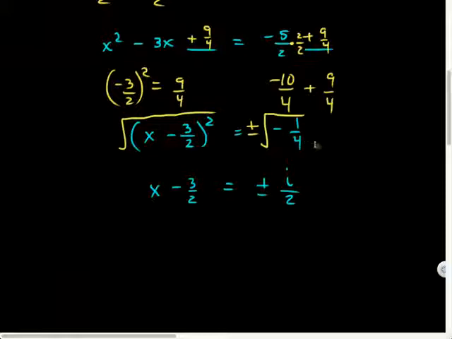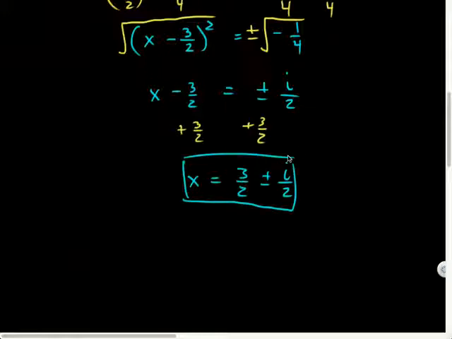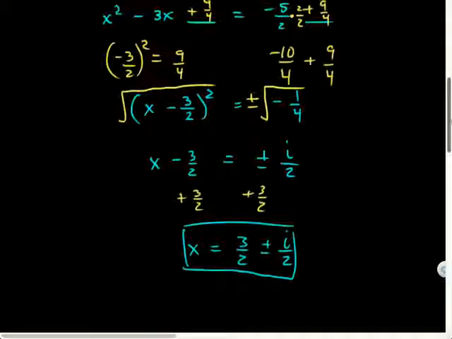Which, by the way, pretty much 100% of the time, these denominators will always end up being perfect squares, which is really nice. Because then you'd have to mix in rationalizing your denominator in the middle of these problems, and that would not be fun. Add 3 halves to both sides, and I'll get x equals 3 halves plus or minus i over 2.